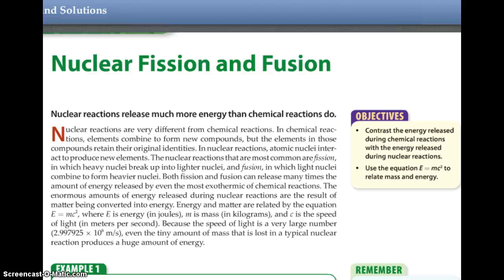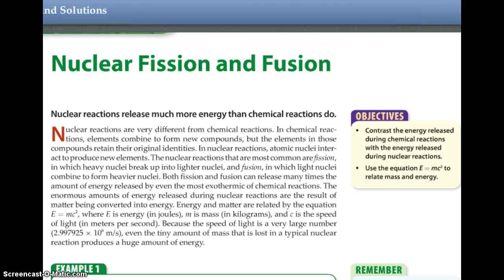The nuclear reactions that are most common are fission, in which heavy nuclei break apart into lighter ones, and fusion, in which light nuclei combine to form heavier nuclei. Both fission and fusion can release many times the amount of energy released by even the most exothermic of chemical reactions.